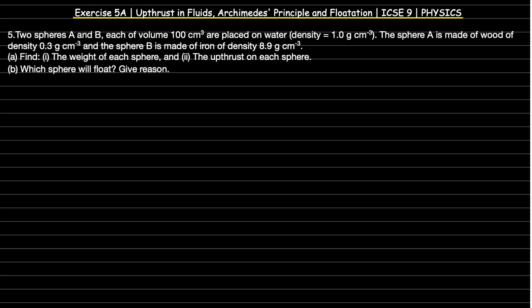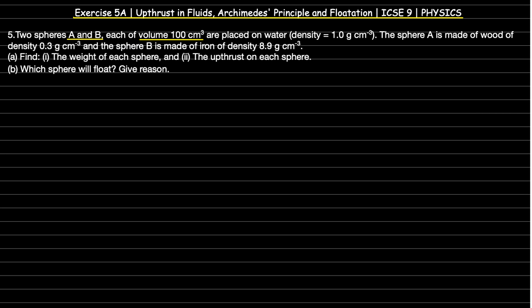Starting with the fifth question. So we have got two spheres A and B, each of volume 100 centimeter cube. So the volume of both of them are exactly same. That happens to be 100 centimeter cube.